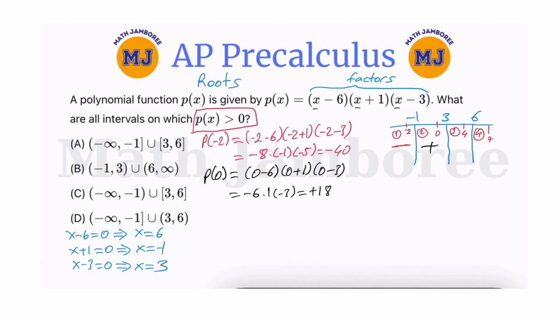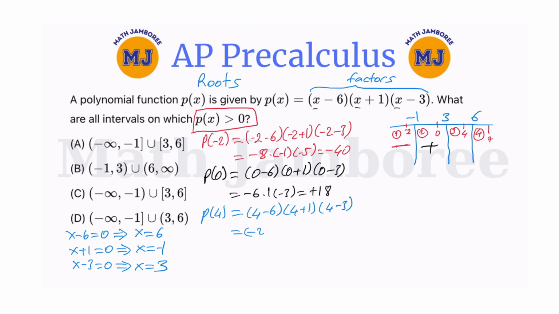Now we're going to check p of 4 for the third region. 4 minus 6, 4 plus 1, and 4 minus 3. Negative 2 times 5 times 1. This turns into negative 10. So this is negative. The third region sign is negative, which is less than 0.